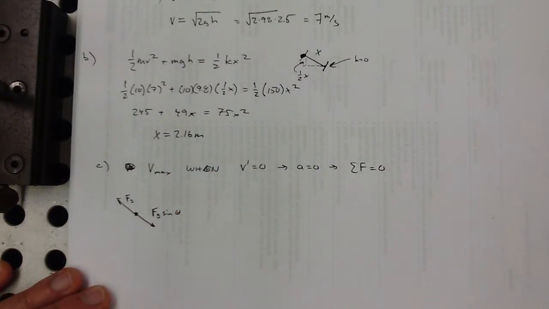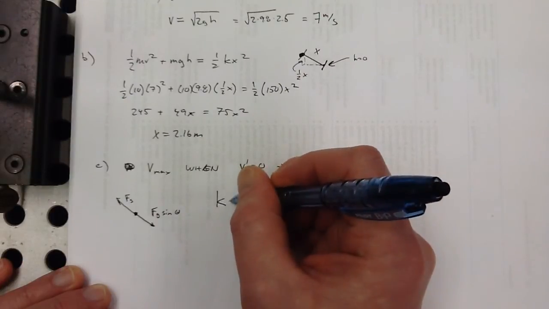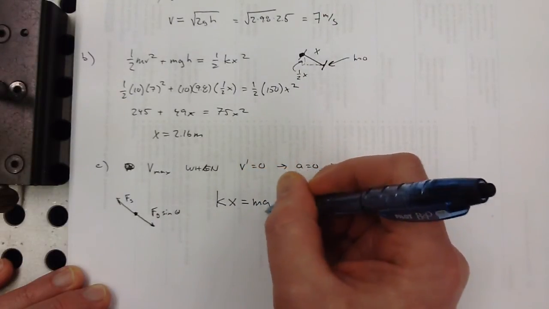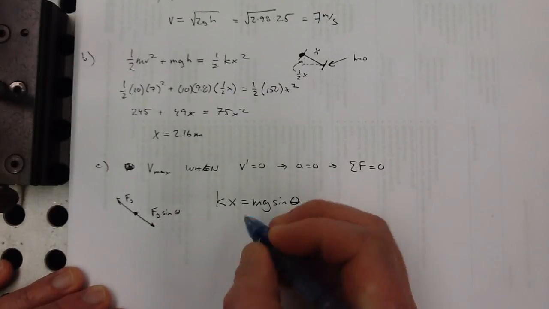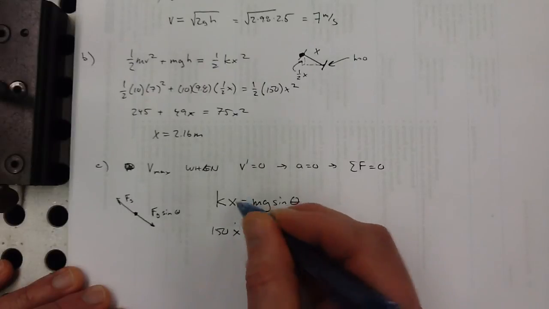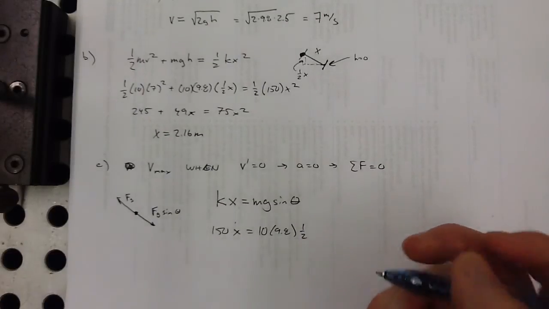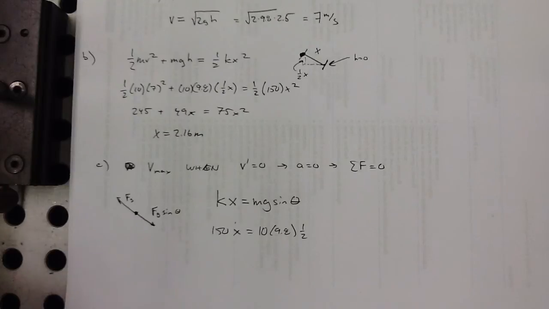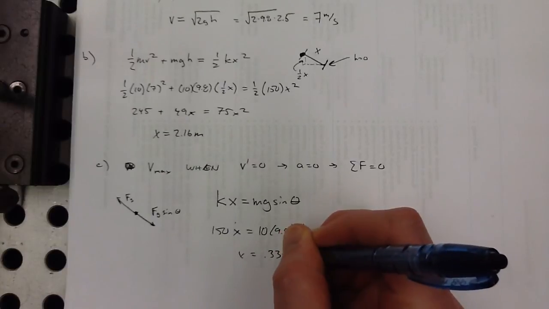So when those two things are equal, it's going to happen when kx is equal to mg sine theta. That's where that position is going to happen. So let's solve for that. So k, x, that's what we're trying to find, m, g, sine of 30 degrees is 1/2. So x is equal to 0.33 meters.